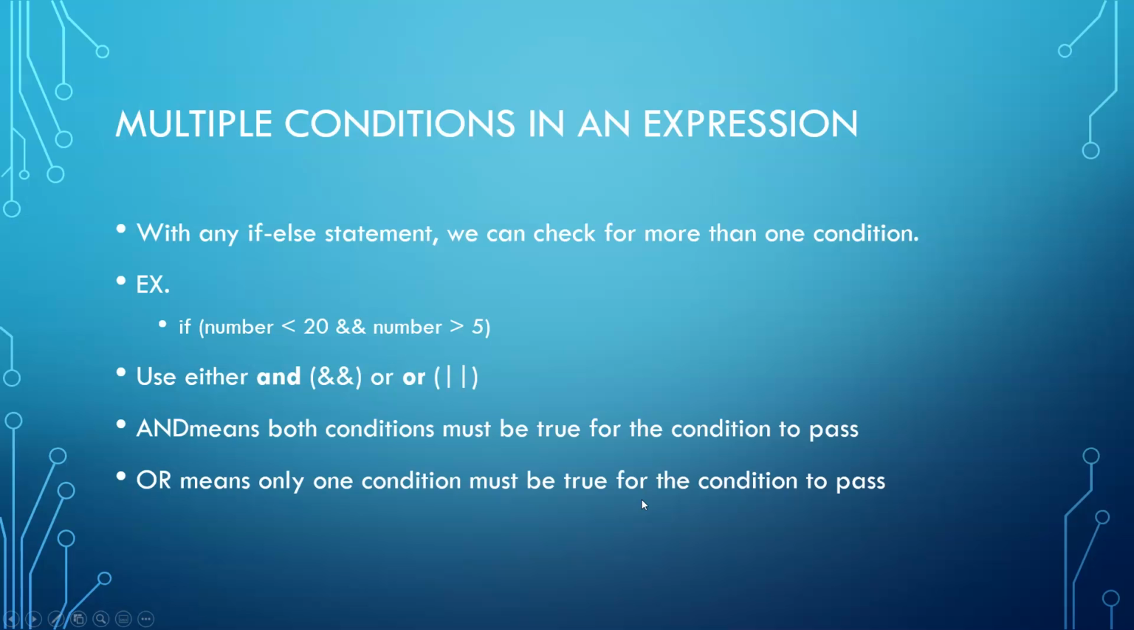So, multiple conditions in an expression. Now this is getting into compound expressions. With any if-else statements, we can check for more than one expression. So for example, if number is less than 20 and number is greater than 5. We can use either an and, with double ampersand, or an or, which is the double pipe. Now, and means both conditions must be true for the condition to pass. Or means only one condition must be true for the condition to pass. So if my number, for example, was 10, and I have an and here, is 10 less than 20? Yes. And then I'm going to check, is 10 greater than 5? Yes. So because both of these are true, the whole expression is true.